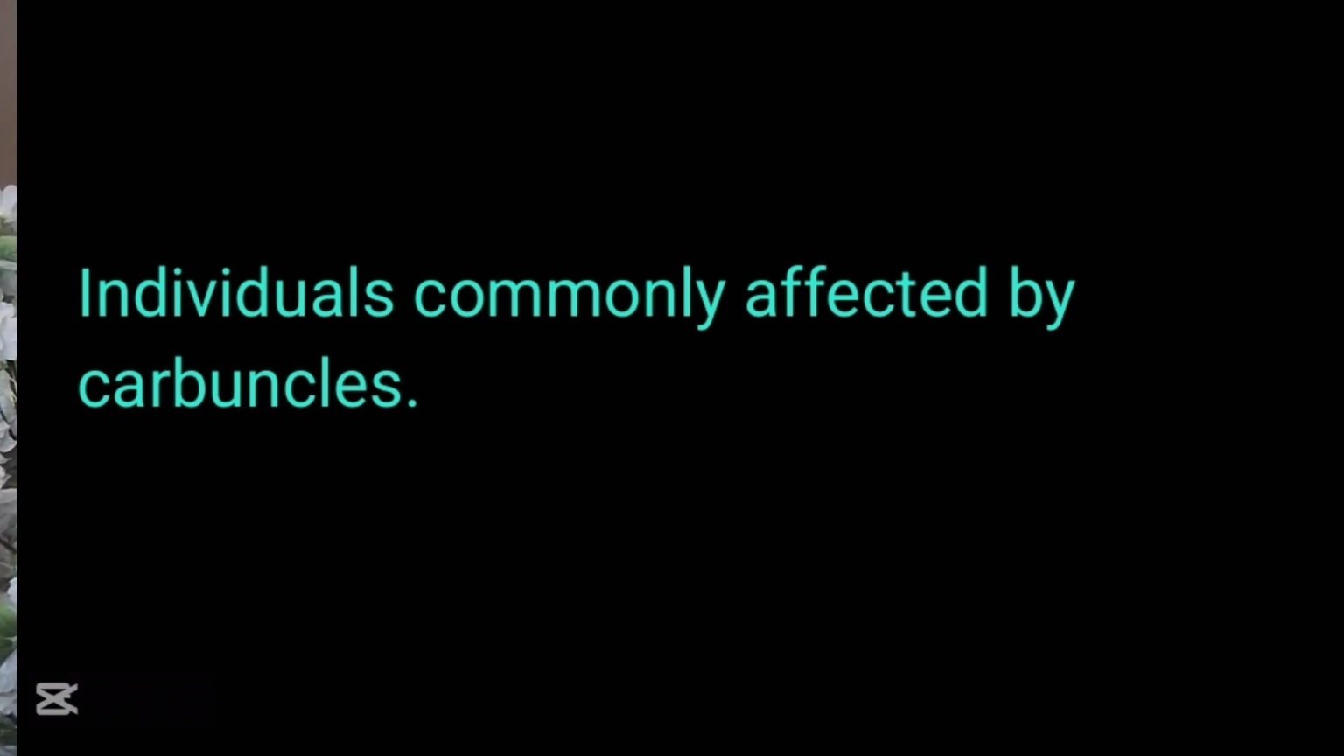individuals that have certain skin conditions, for example, eczema, psoriasis, as well as individuals that have a low immunity for some reason. Maybe they have HIV, they have diabetes mellitus, they are on steroids, or they are on anti-rejection drugs. Maybe they have undergone an organ transplantation.